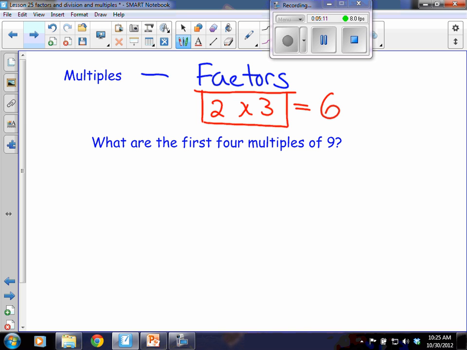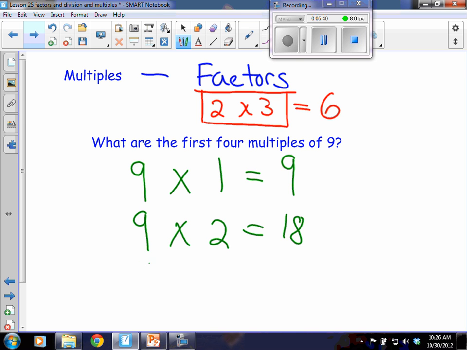Multiples are instead, now we're going to take the number 9 in our sample problem, and we want to know what are the first 4 multiples. So when I take 9, my first multiple is 9 times 1 equals 9. The first multiple of 9 is 9. The second multiple would be 9 times 2, which would be 18. The third multiple would be 9 times 3, which equals 27, which would mean our fourth multiple is 9 times 4, which equals 36.